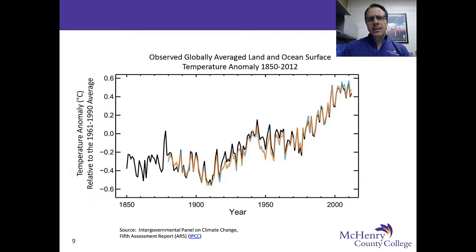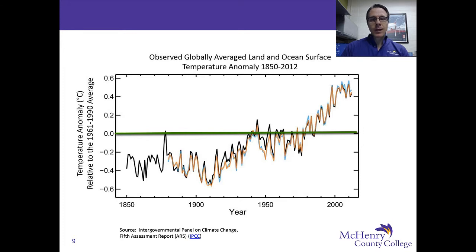Notice that the center of the y-axis is 0. This does not mean 0 degrees Celsius. Instead, this is the average and a baseline, thus, for the 1961 to 1990 land and ocean temperatures. So from this average, then we can ask, is the temperature warmer or is it cooler relative to this average? And on the x-axis, we have 1850 to 2000 plus.